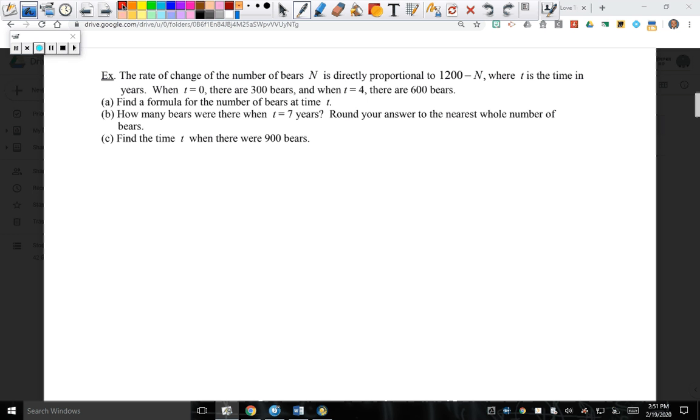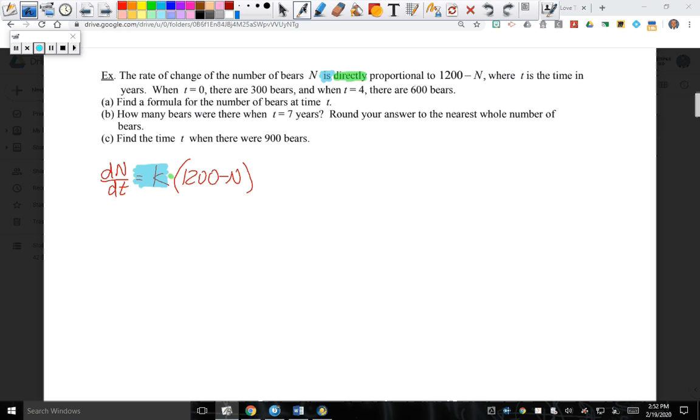So the rate of change of the number of bears n is directly proportional to 1200 minus n. What equation can I create? Yep, dn dt equals k times 1200 minus n in parentheses. Nicely done. Again, when you see the word is in this context, you're to interpret this as equals k. Inversely is dividing, directly is multiplication. And you already know the rate of change of n is dn dt.